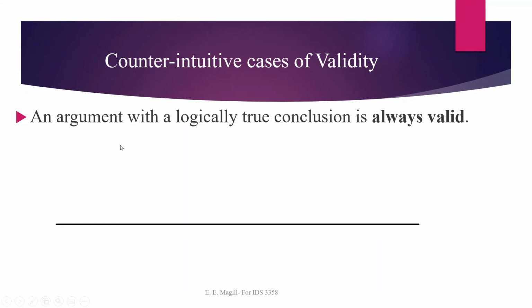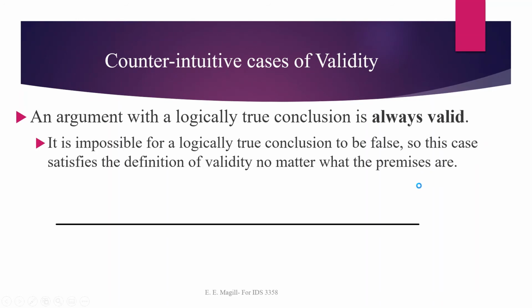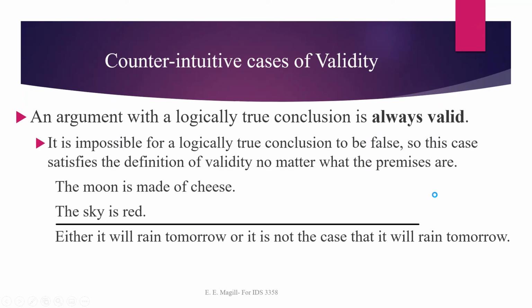The moon is made of cheese. The sky is red. Therefore, it will either rain tomorrow or it is not the case that it will rain tomorrow. Now, that conclusion is logically true, right? Which makes this a valid argument because it's impossible for that conclusion to be false. So it's impossible for the conclusion to be false and the premises to be true at the same time, even though the premises are wildly unrelated and both false, right?